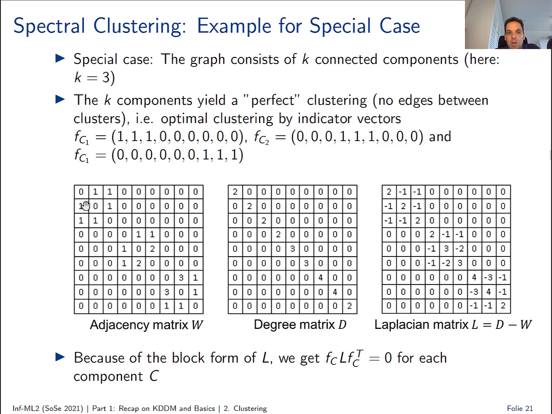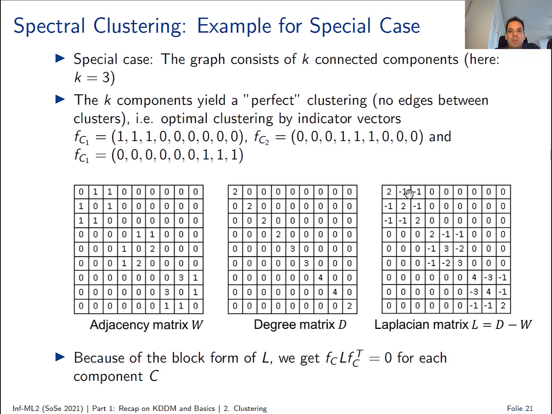Yeah, just sum up all the in and out degree weights of these nodes, and that would be the Laplacian, which is D minus W. And because of the block form here, because it's an optimal clustering, we actually get in that case F_C times L times F_C transposed equals 0 for each of the components. And that is because we have this block form of the Laplacian, which indicates that these blocks here are perfect connected components.